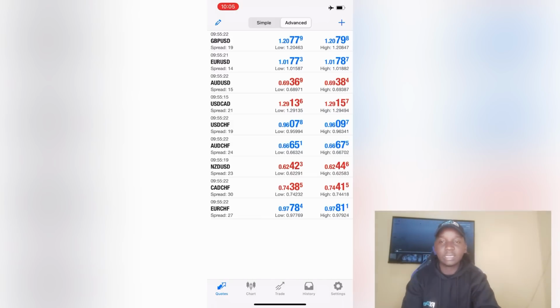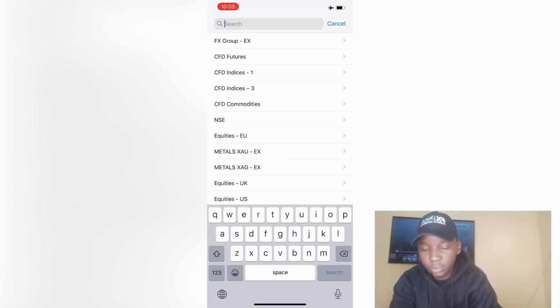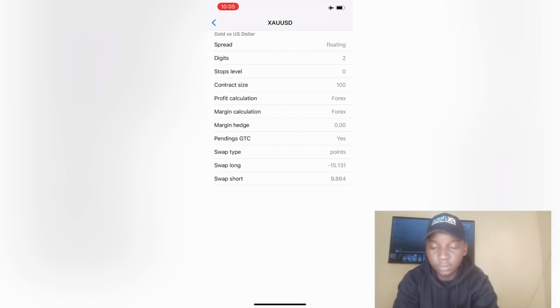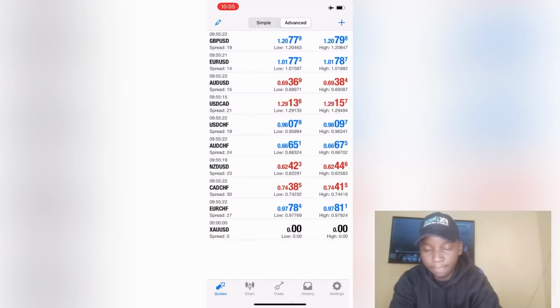So in the case that you have your Metatrader 4 looking like this and you do not have a certain commodity here, this is how you add it. So you come to this point, you press the plus sign on your top right. Okay, tap on it and then go to search and then search XAUUSD. So that is XAUUSD, and then I'll add it, and then I go back, I'll find it at the bottom.